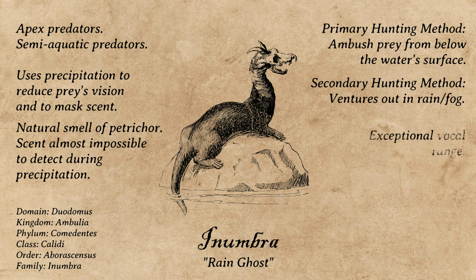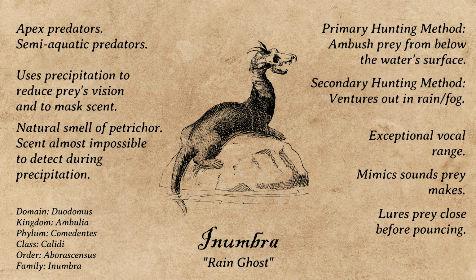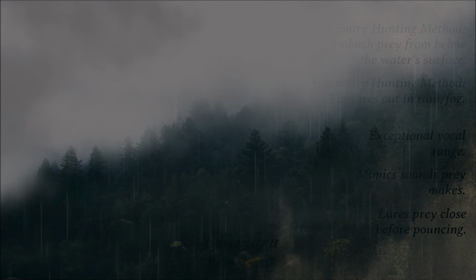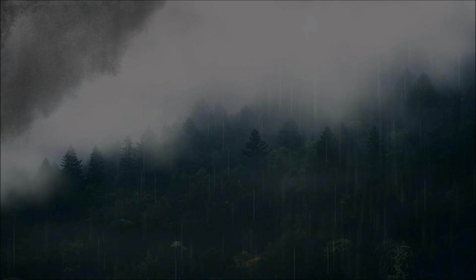They have exceptional vocal range, using their vocalizations to mimic the sounds of their prey, luring them close before pouncing to attack. In cases of heavy rain or fog, Inumbra can wait until prey is as close as a meter away. If you were to ever find yourself in the dense fog or rain of the temperate rainforests of Locus, an Inumbra could be out of view right in front of you, just waiting for you to take that extra step.